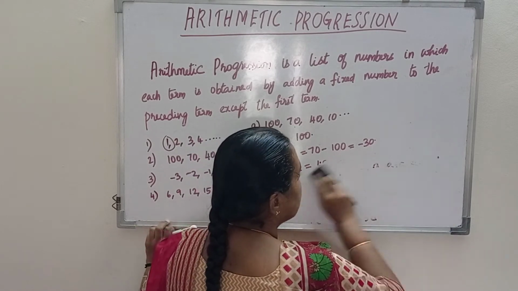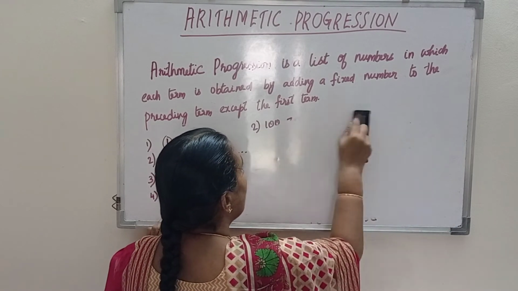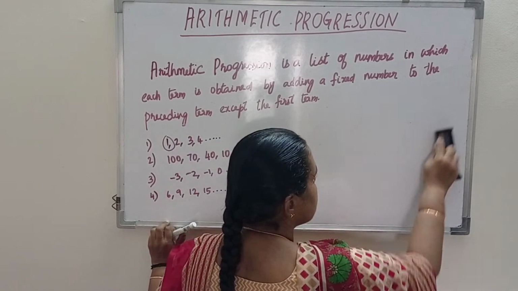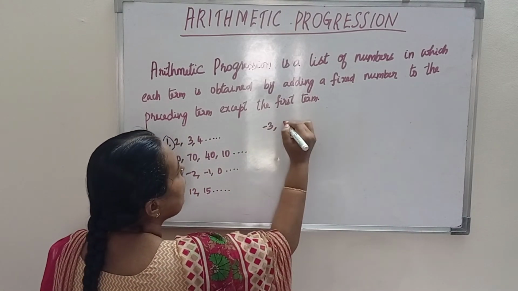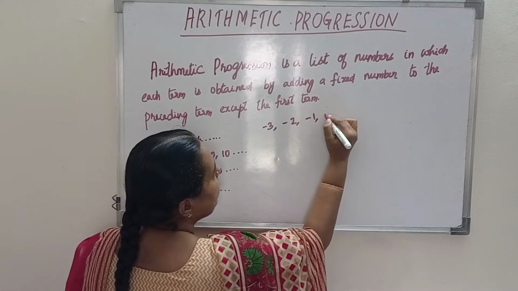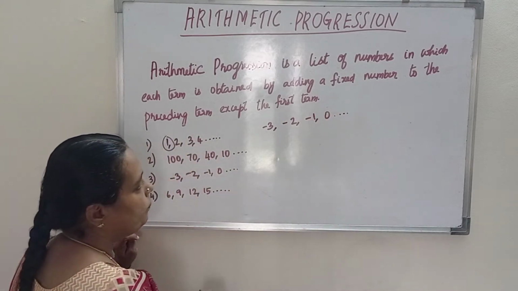Similarly, we will see the other two examples also, so you understand better what A is, what the common difference is, and how to find it. Minus 3, minus 2, minus 1, 0.